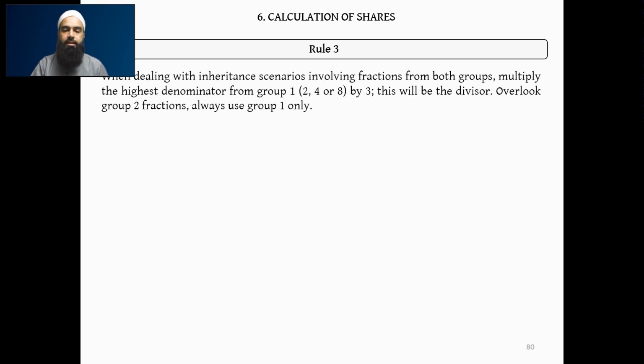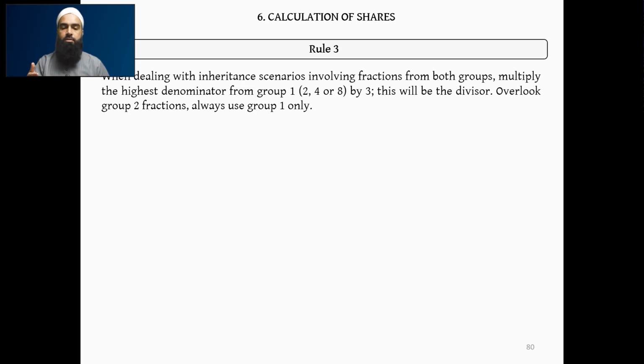Now, when dealing with inheritance scenarios involving fractions from both groups, group number 1 as well as group number 2, what you have to do a bit more now is multiply the highest denominator from group 1. Always do it from group 1. So either 2, 4, or 8. The denominators were, remember, half, quarter, or eighth. So the denominator of group 1, which is 2, 4, or 8, by 3. Just multiply by 3. Always use that rule. This will be the divisor.